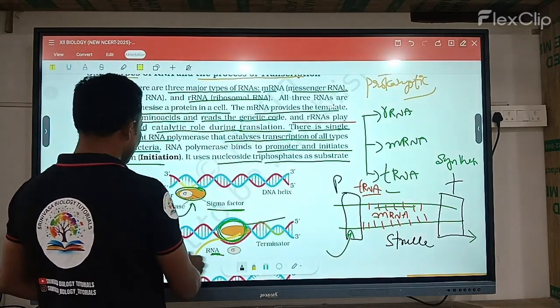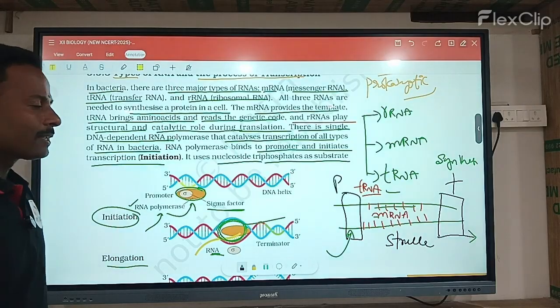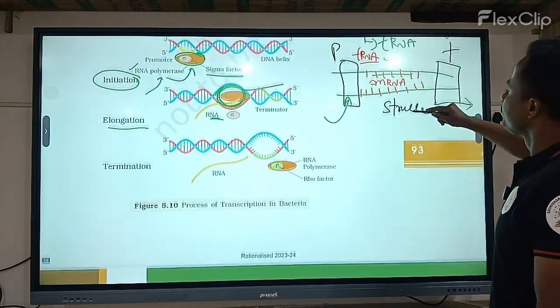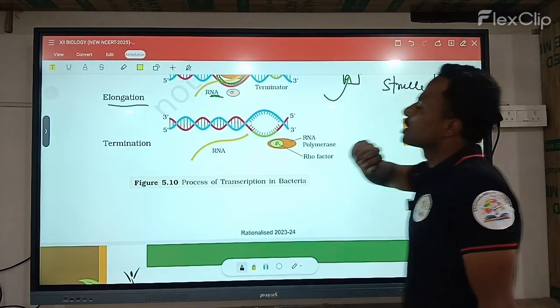This is called what? It is the elongation process. After the elongation process, let's see here. The last one is the termination.